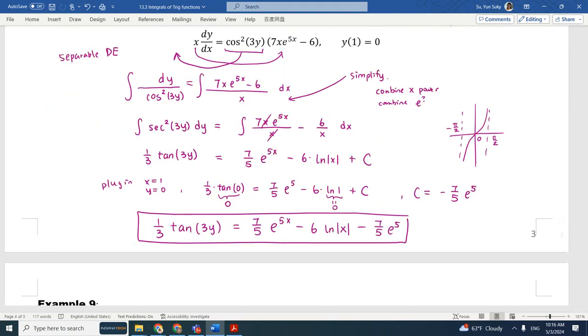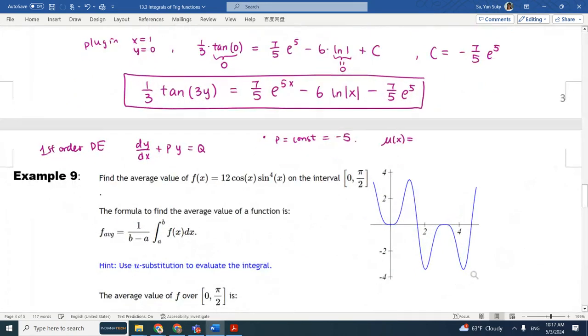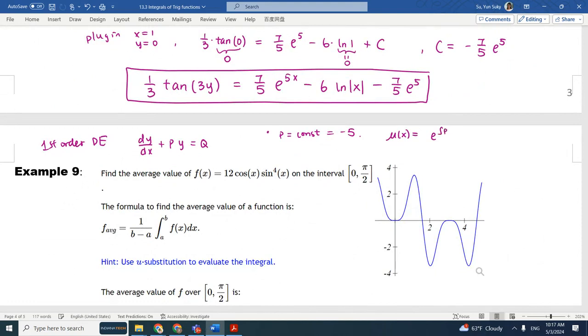So let's put it here. For a first order differential equation, I don't put an example here, but I want to remind you what it looked like. You have y prime plus p times y equals q. This is the first order differential equation. Remember your exam? The first step, you have to make it to the standard form. In many examples we learned, p is either a constant. If p is a constant, let's say p is minus 5, then your integrating factor is e to the integral p dx.